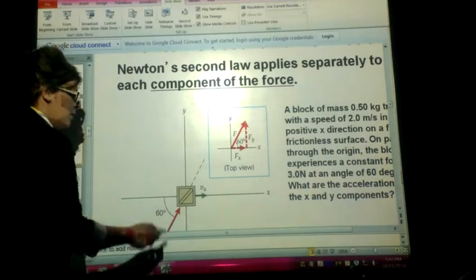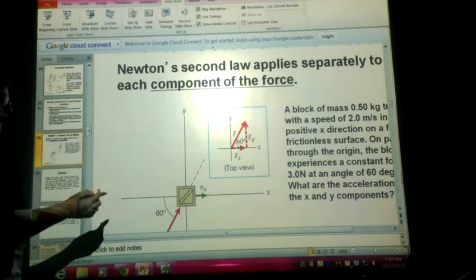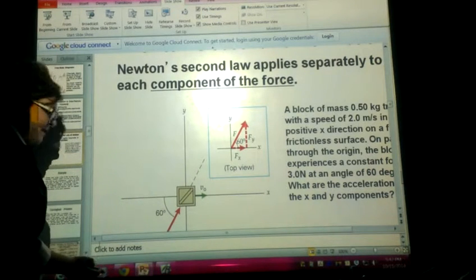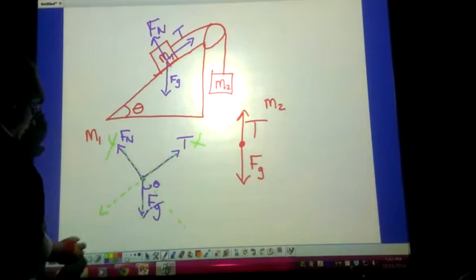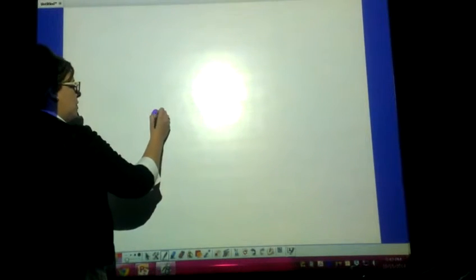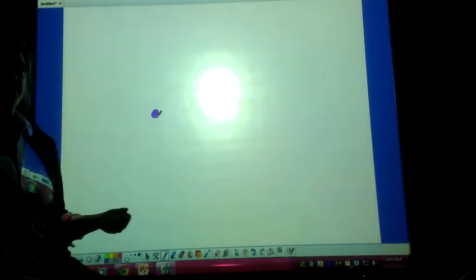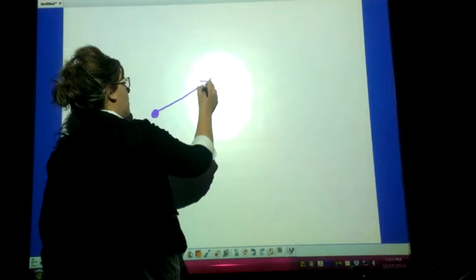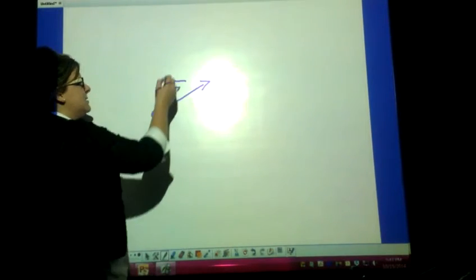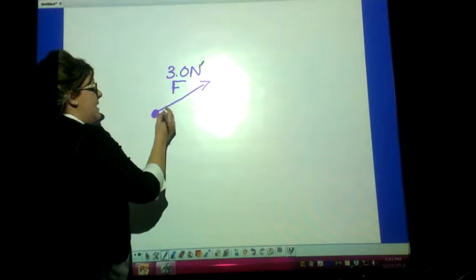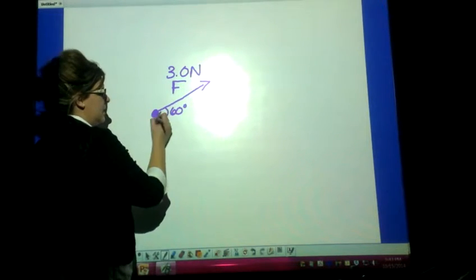So they gave me a picture here, which is helpful. I don't have to visualize a picture, but it does help me when I draw my free body diagram, which they kind of already did for you. Here's my particle moving through the origin, and I know it has a weight force. If it's moving on a surface, then I know it has the normal force. But I just want to focus on that constant force of 3 newtons right now. So for right now, I'm just focusing on that applied force. We already know that's 3 newtons, and it was at an angle of 60 degrees.